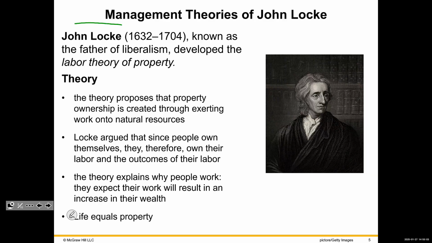So basically how it started was with John Locke, right? He's considered liberalism. Some people don't like that word, but he developed the labor theory of property. What that says is that property ownership is created through exerting work onto natural resources. So what does that mean? You're hopefully going to add value. If you have a cup, you might add value by putting coffee or tea in it. So he argued that people should own themselves. Most of our country is kind of based on this, but people would argue that too. If you work, then you expect that your work will give you hopefully increased wealth. And that also leads to wealth maximization theory.